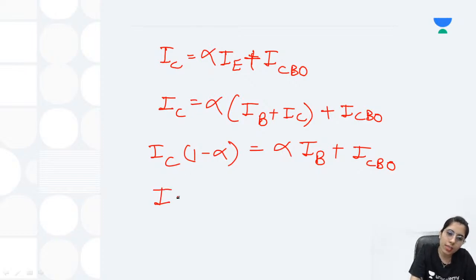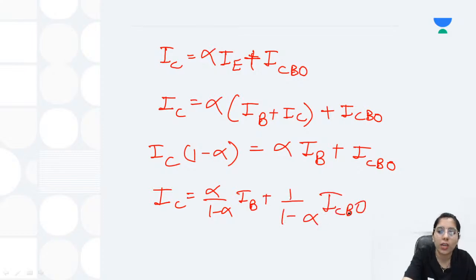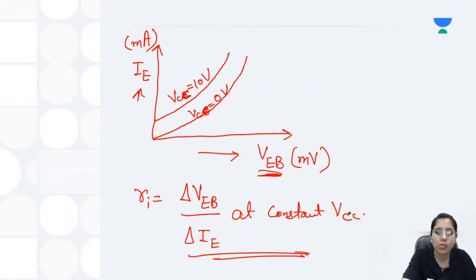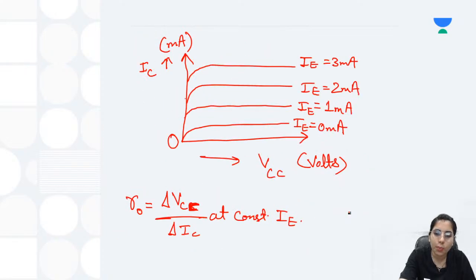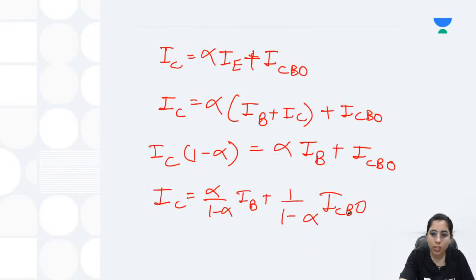Next is IC is equal to alpha upon 1 minus alpha IB plus 1 upon 1 minus alpha ICBO. The same relation we have got earlier, we have got the same relation here as well. This one, alpha upon 1 minus alpha IB plus ICBO upon 1 minus alpha. If you still have any doubt, just mention it and let me know about it.